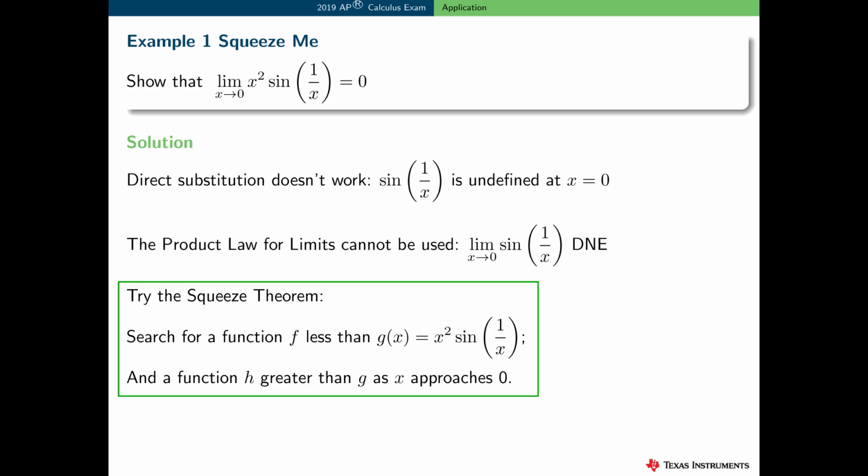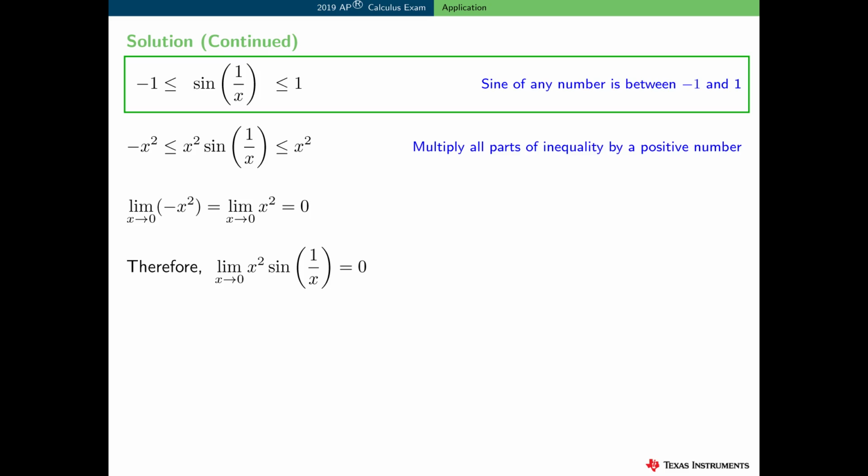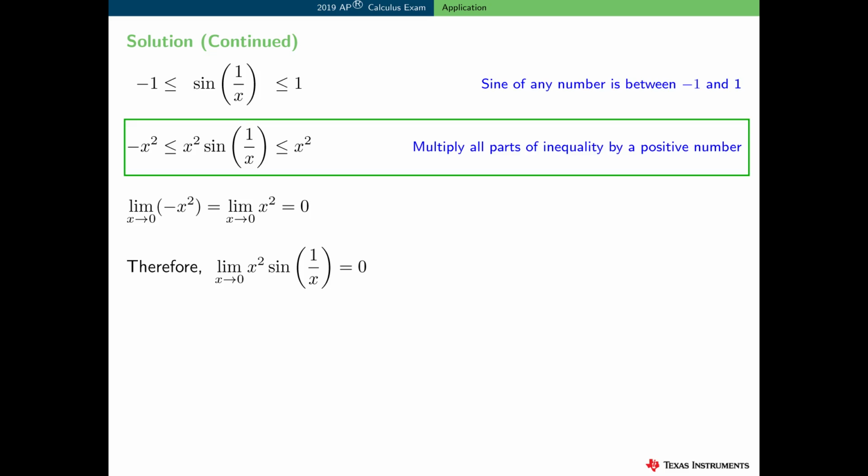And if we're going to use the squeeze theorem, then we need to find a function f that is less than or equal to g near 0, and a function h that is greater than or equal to g near 0. We can find these functions f and h by using the properties of the sine function. We know that the sine of any number is between -1 and +1. Now, multiply all parts of this inequality by x squared, which is a positive number. So the direction of the inequality doesn't change.